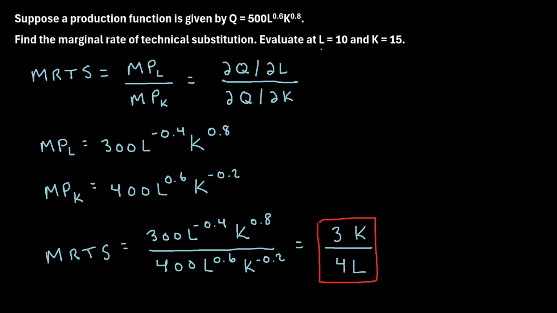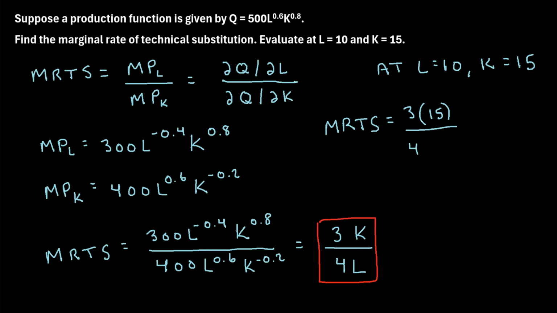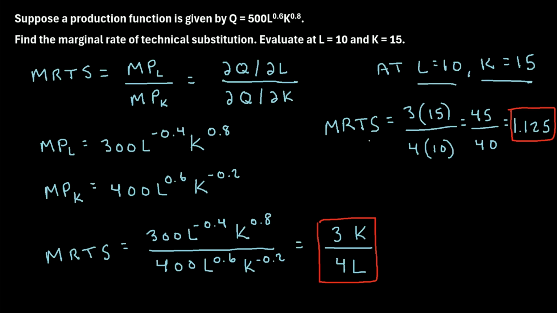Now we are also asked to evaluate this at the value L equals 10 and k equals 15. So all we have to do is just plug in those values for L and k right here. So let's go ahead and write that down. So at a value of L equals 10 and k equals 15, the marginal rate of technical substitution is going to be 3 times, so for k we're plugging in a 15. So 3 times 15 over 4 times, for L we're plugging in a 10. So we get 3 times 15, that's 45, divided by 4 times 10 is 40, and 45 divided by 40, that comes out to 1.125. So at these specific values for labor and capital, our marginal rate of technical substitution is 1.125.